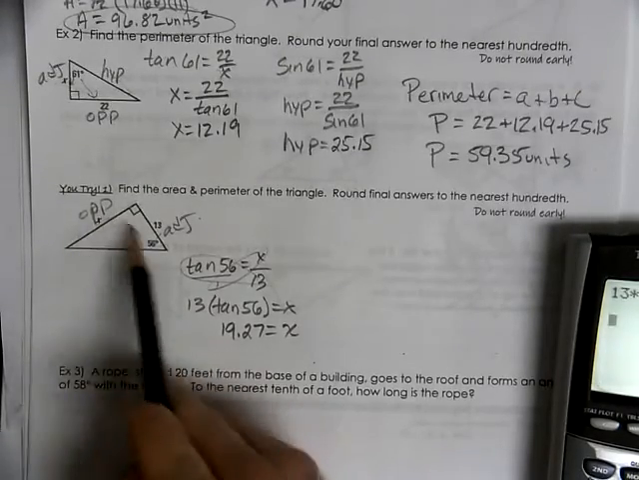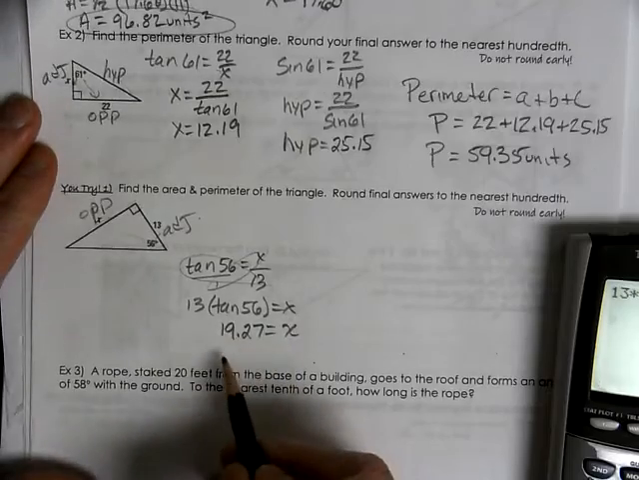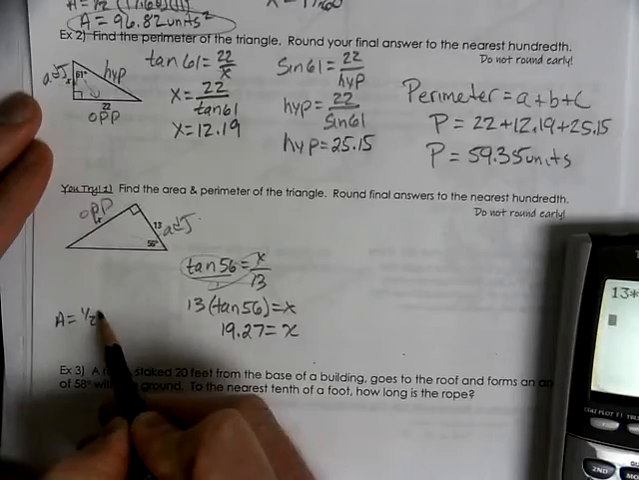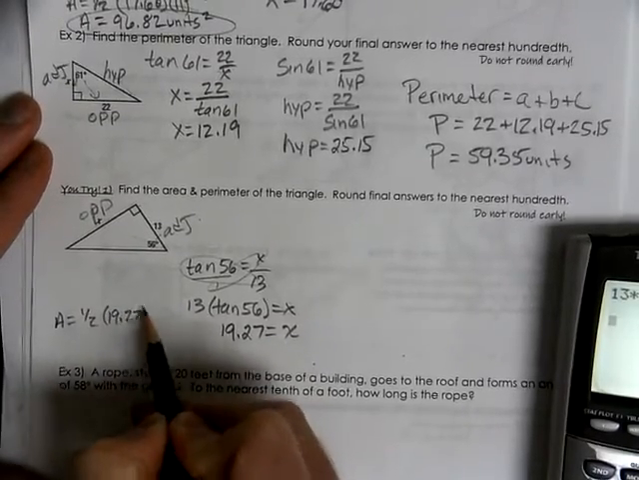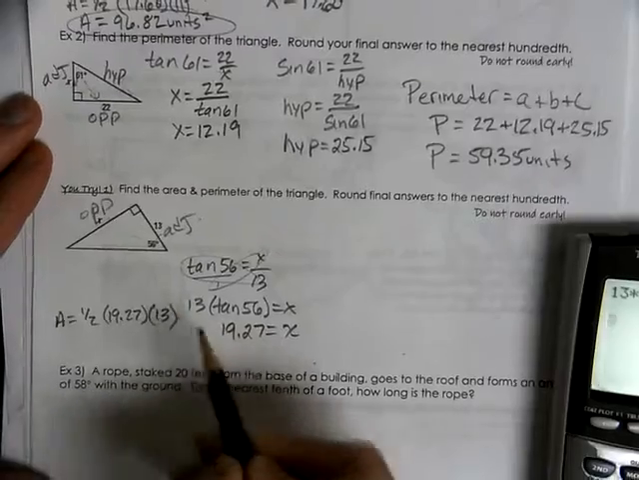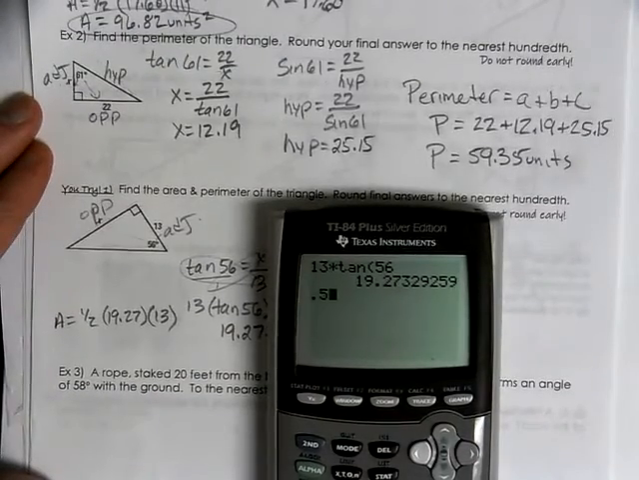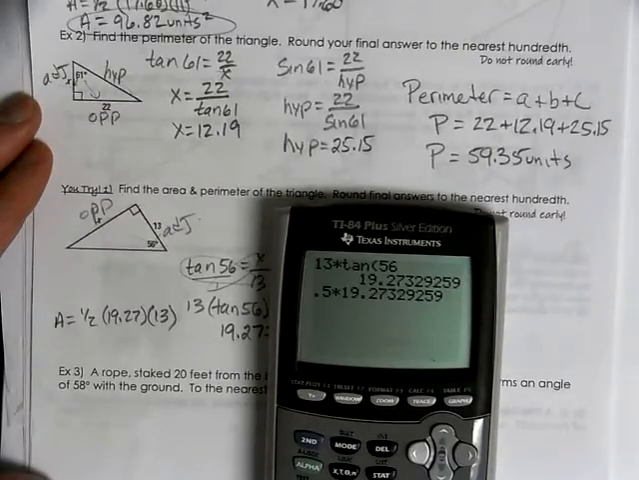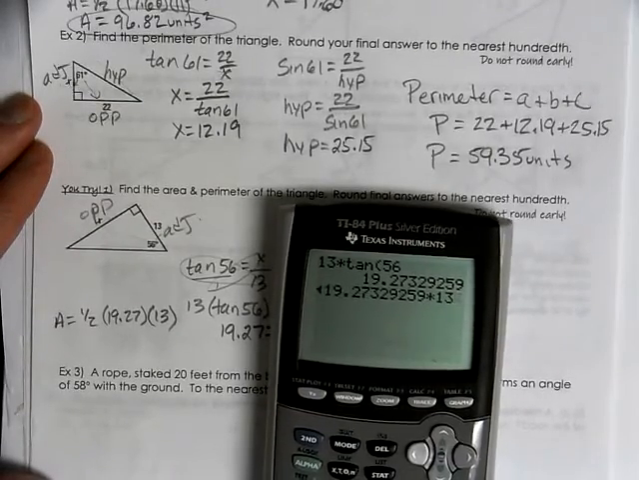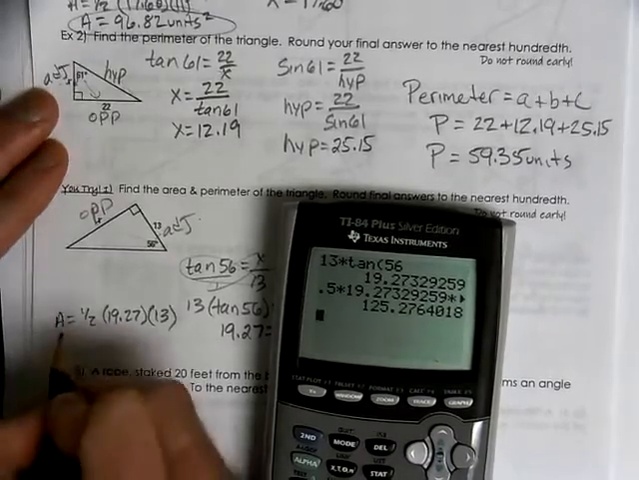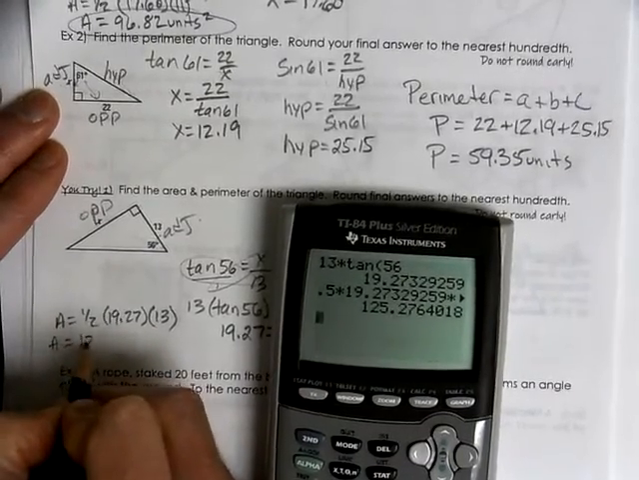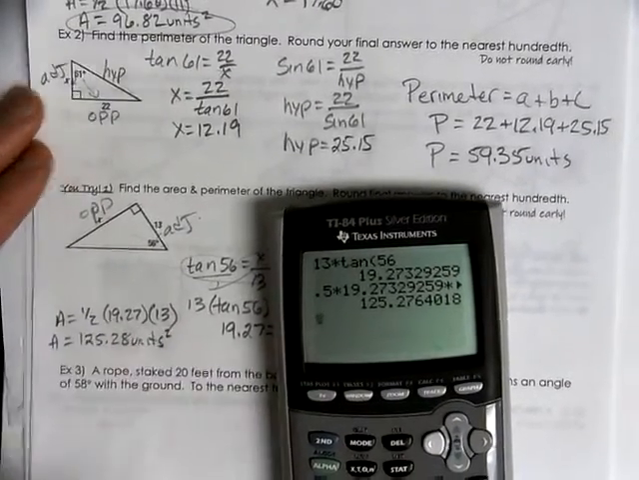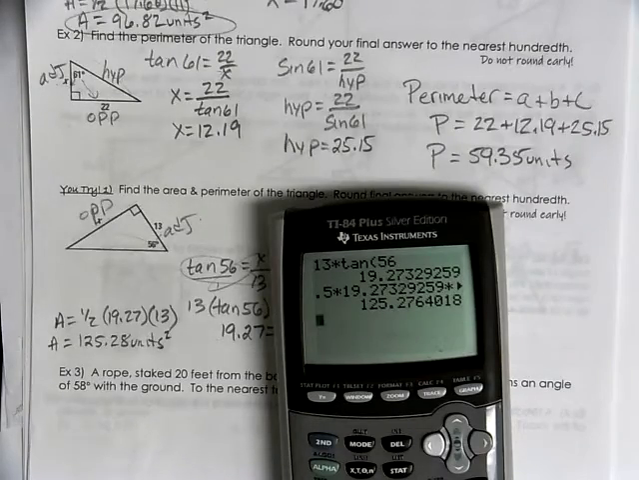We'd probably call this the base, if you would like. Doesn't matter. The area is going to equal half the base times the height. We'll take 0.5 times the previous number. So we use the real value and the extra piece to give us an area of 125.28 units squared. These are square units because it is area.